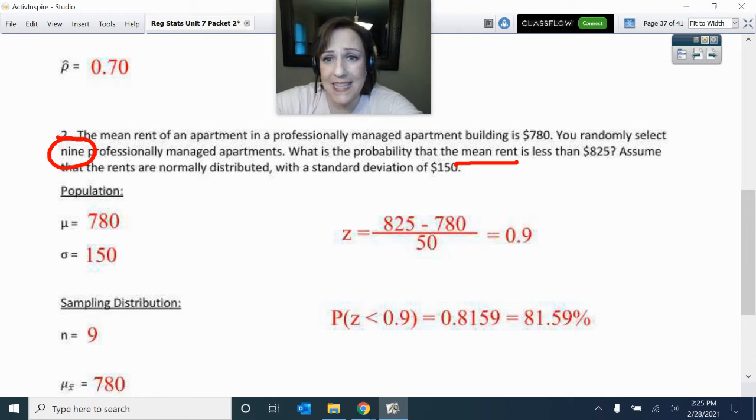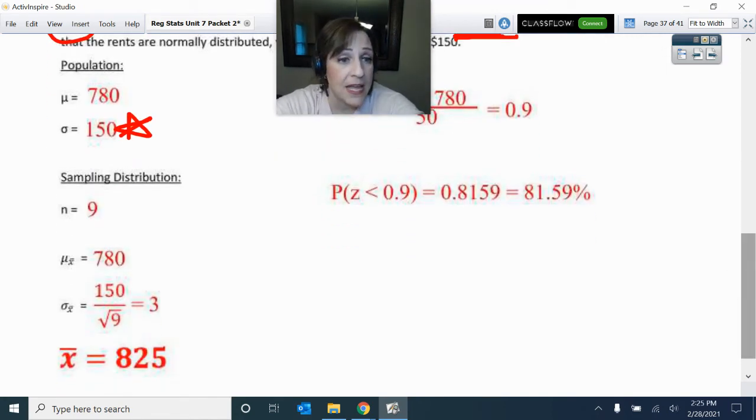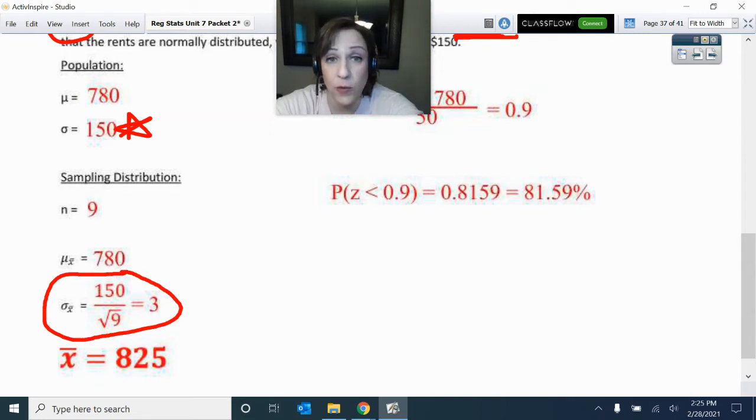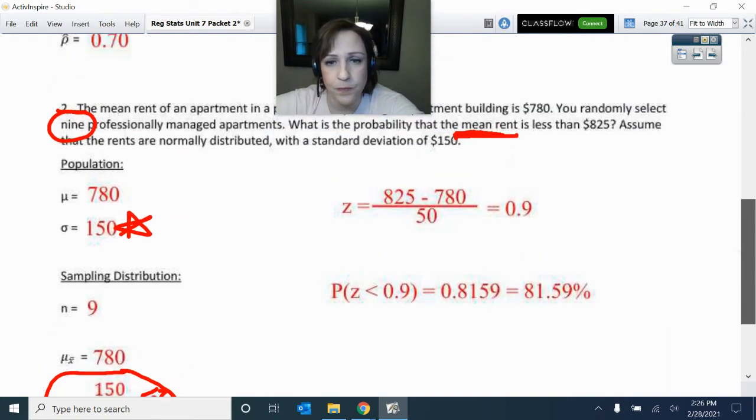So what's the probability that the average rent, not one single apartment's rent? If it had asked you about one single apartment's rent, then you would have used this standard deviation of 150, but it did not. It asked you about the average of the 9. So that is why the standard deviation we use is the 150 divided by the square root of 9, which is 50, not 3.